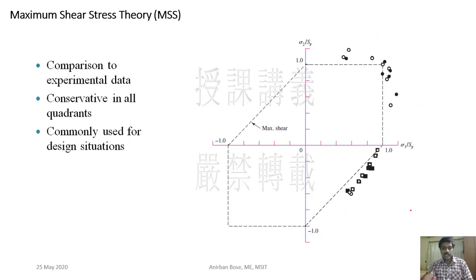Here you can see some practical experimental data on the actual component and what is predicted according to the maximum shear stress theory. You have seen that within that region it is safe, but here you can see the actual material fails in this region. That means it is quite clear that the maximum shear stress theory is quite conservative. It is commonly used in many design situations, definitely for ductile materials.